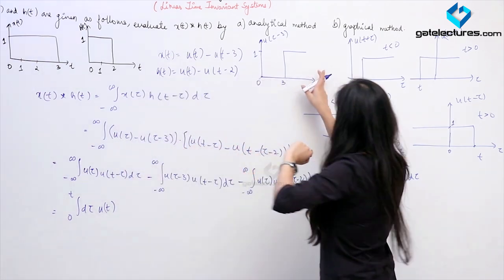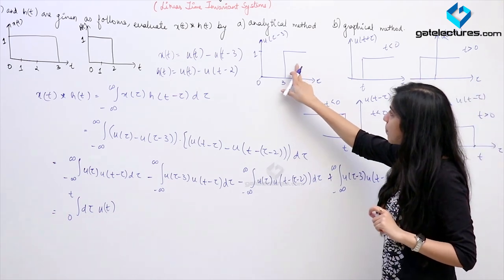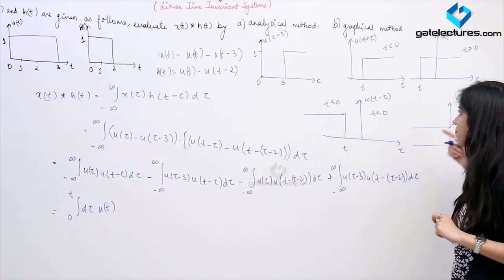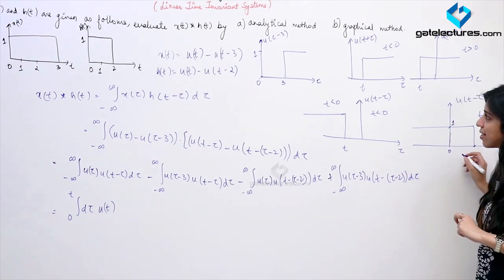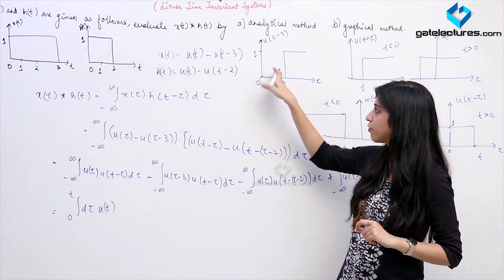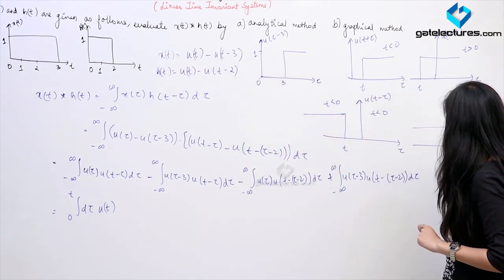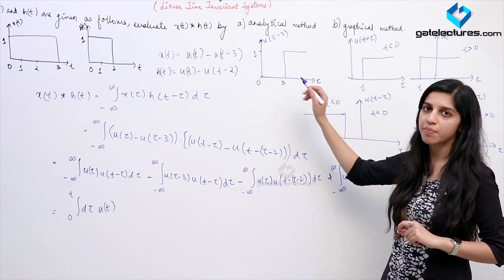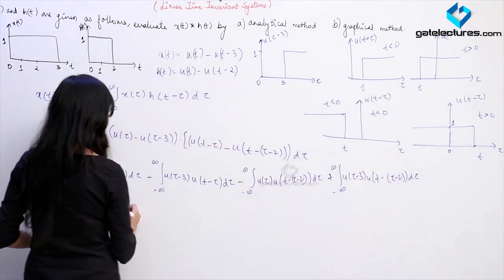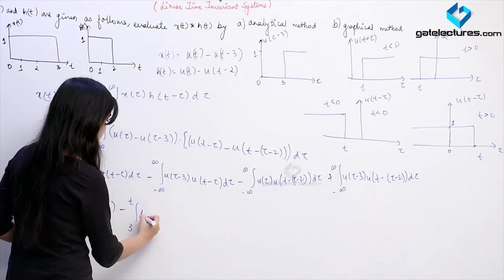Now, this multiplication is not possible if t is less than 0. Also, multiplication of this pulse and this pulse is possible only if t is greater than 3. See why? Because if t is less than 3, then this pulse starts from the left of this one, starts somewhere here and keeps on moving left. So, no intersection is going to be present. Only if t is greater than 3, we are going to have some intersection, and between what limits? From 3 to t. So, for this pulse, we can define limits from 3 to t and value 1, d tau.